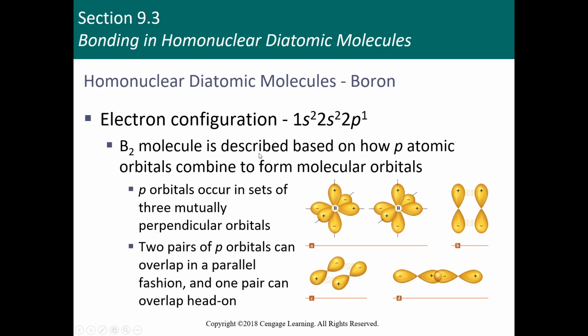So the B2 molecule is going to be described based on how p atomic orbitals combine to form molecular orbitals. The p orbitals occur in sets of 3, which are mutually perpendicular orbitals, meaning they're all perpendicular to each other and make this cross sort of shape, right? 2 pairs of your p orbitals can overlap in a parallel fashion, like this. See these 2 right here, which are your pi bonds, right? And 1 can overlap head-on, which is a sigma bond.